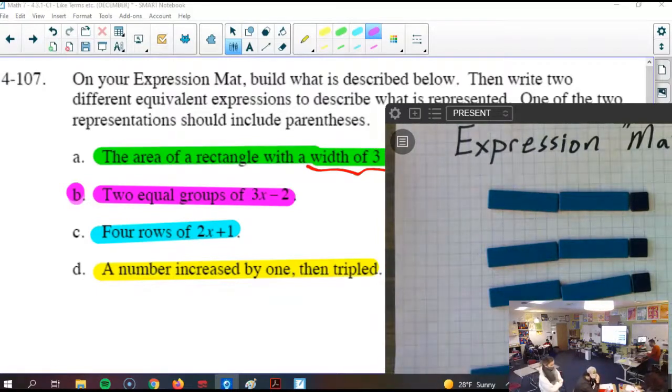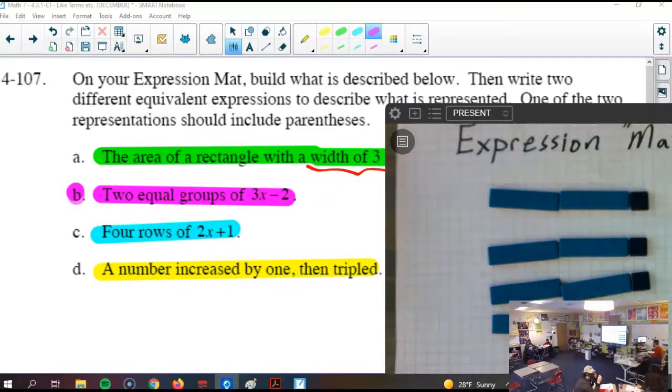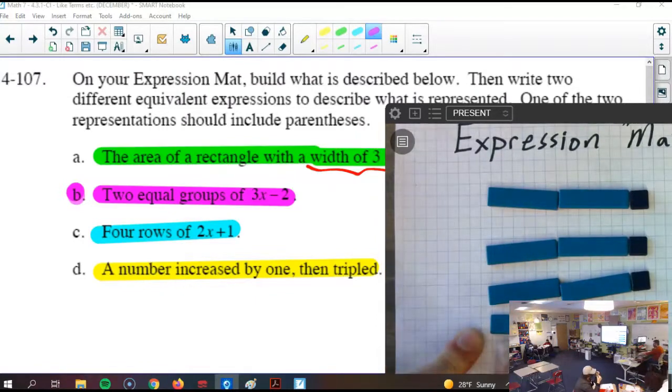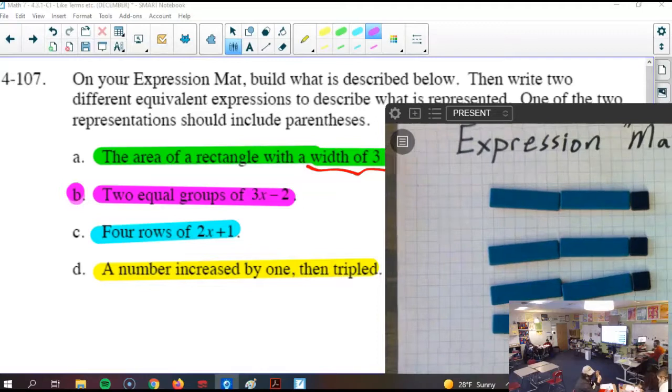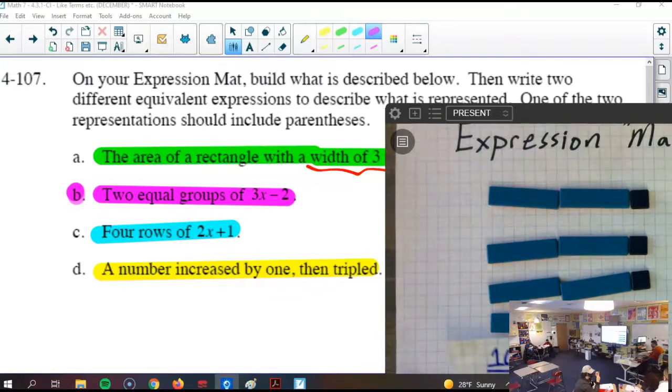4 rows of. Same thing in each row. 2x plus 1. So when we go to write this out, Antonella, can you tell me how you would write this?